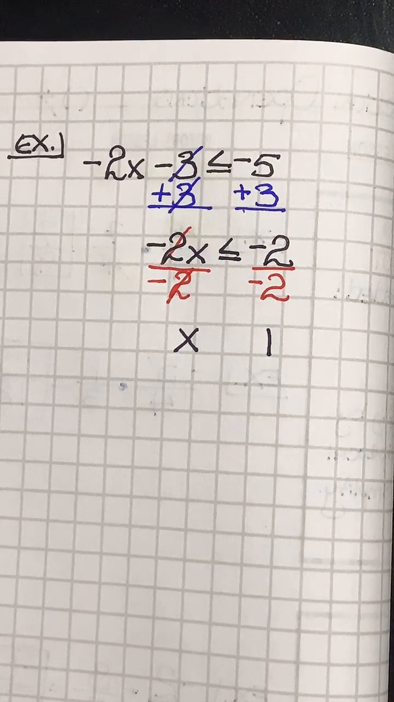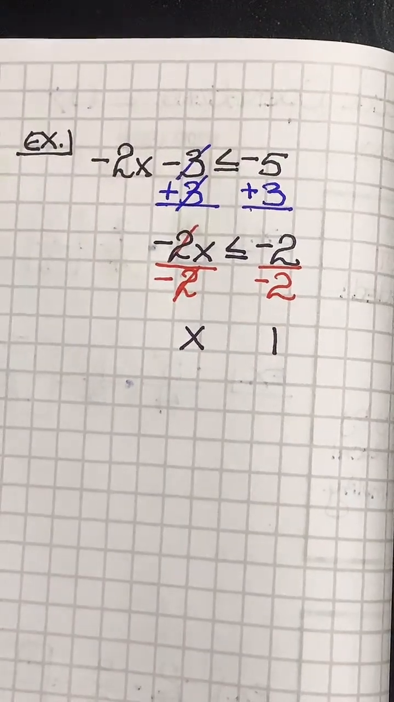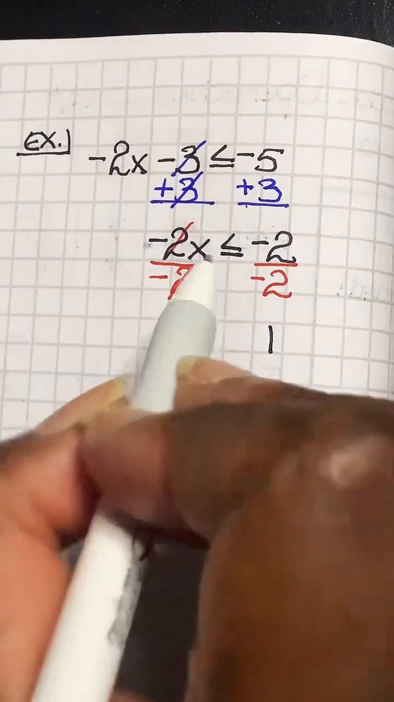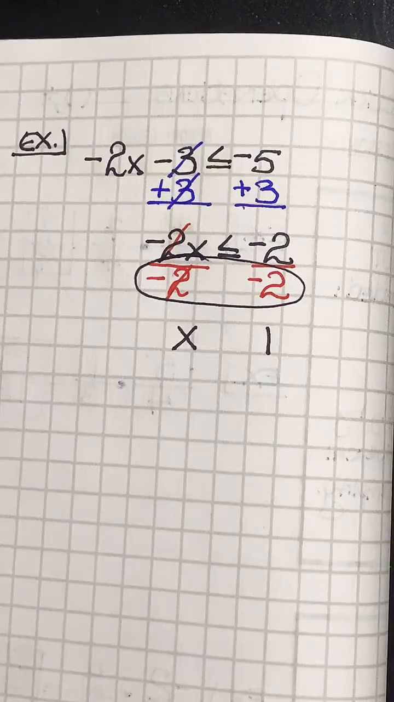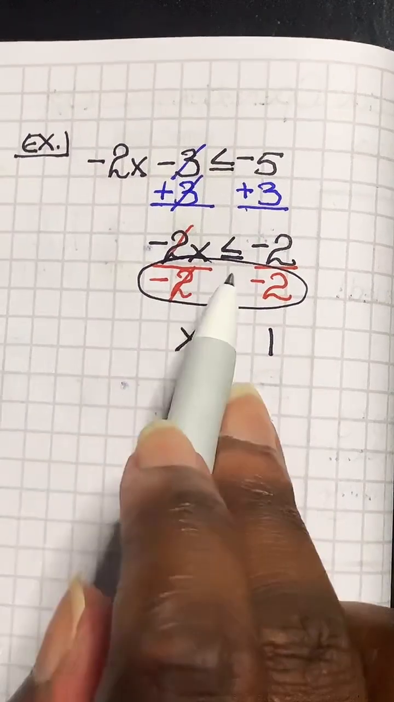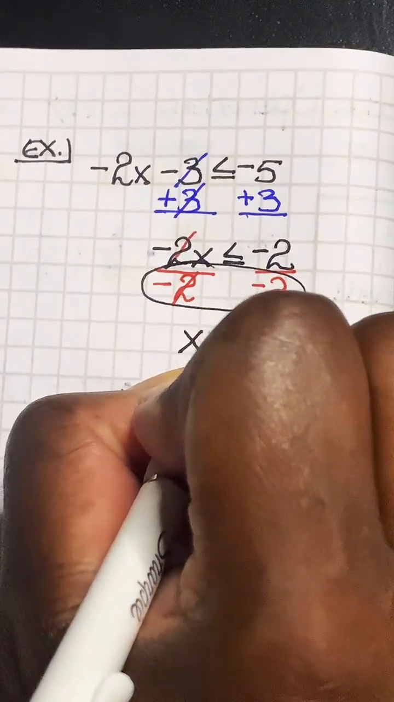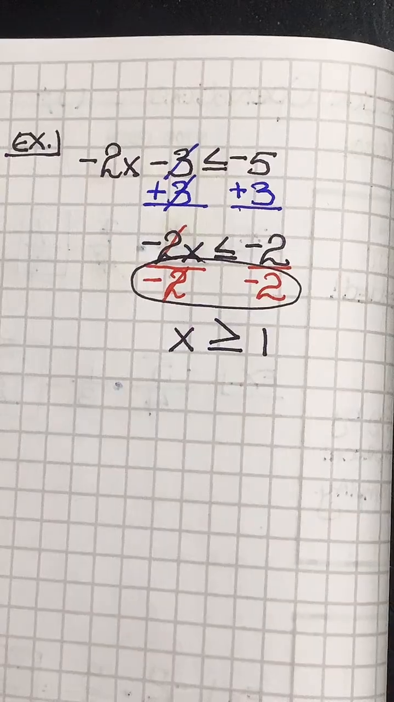So this is why we have our less than or equal to, but we divided by a negative. Okay, anytime we divide by a negative, that inequality sign is going to flip. So it is greater than or equal to a positive 1.